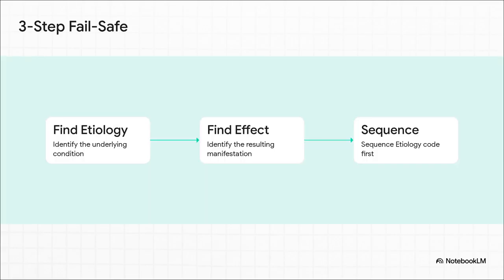To avoid this disaster, I want you to burn this simple 3-step fail-safe procedure into your brain. Step 1. Always identify the underlying condition. That's your engine, your etiology. Step 2. Identify the resulting condition. That's the cargo, the manifestation. And Step 3. Sequence the etiology code first, followed immediately by the manifestation code. If you follow this exact procedure every single time you see a code first or use additional code note, your coding will remain fiercely accurate and perfectly compliant.